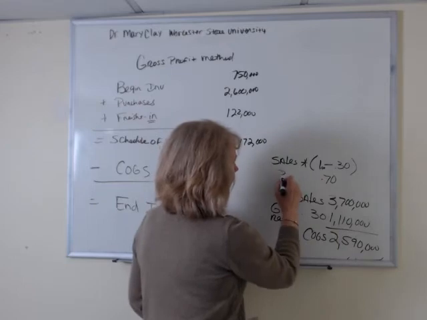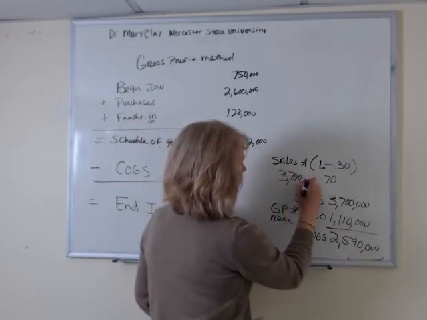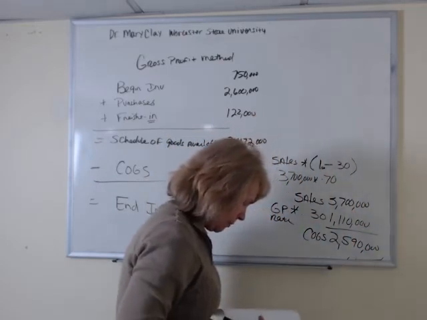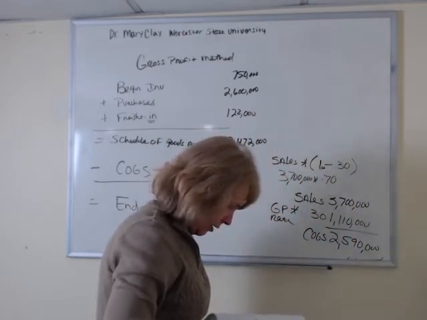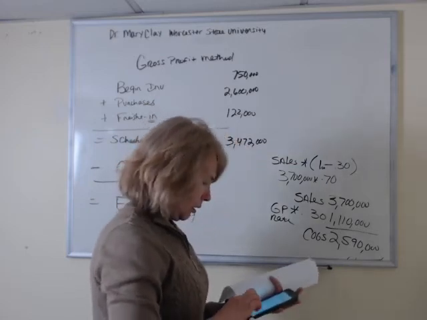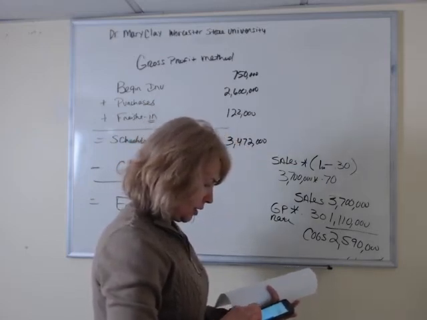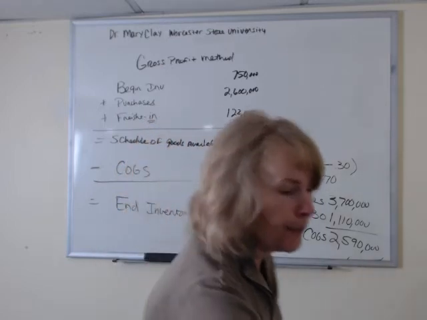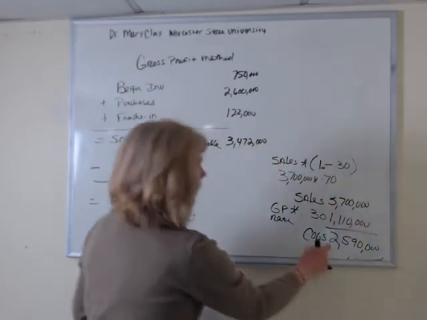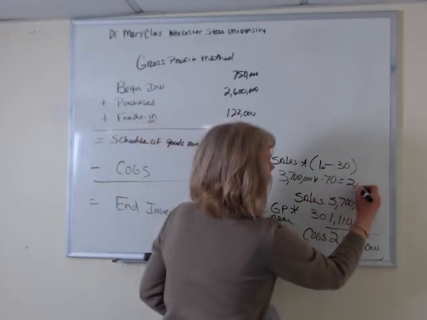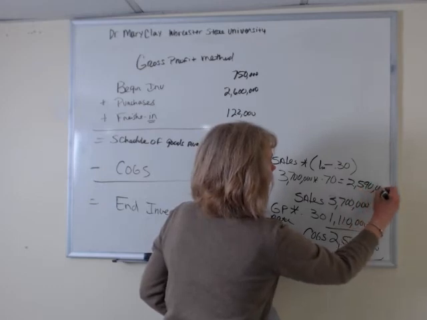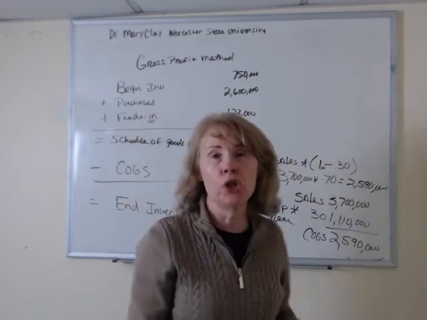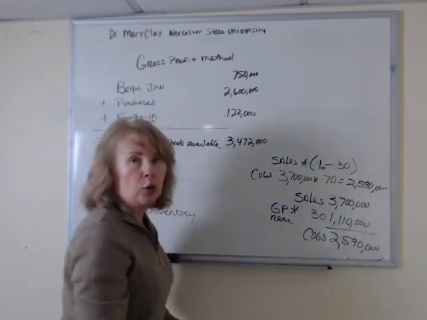So we could take the sales, 3,700,000, and then multiply it by 0.70. I'm just going to double check my number. 3,700 times 0.70 gives me, yep, 2,590,000. So we quickly get the COGS figure. That's a quick way. The software will probably make you do it that way, but I wanted to show you both ways.